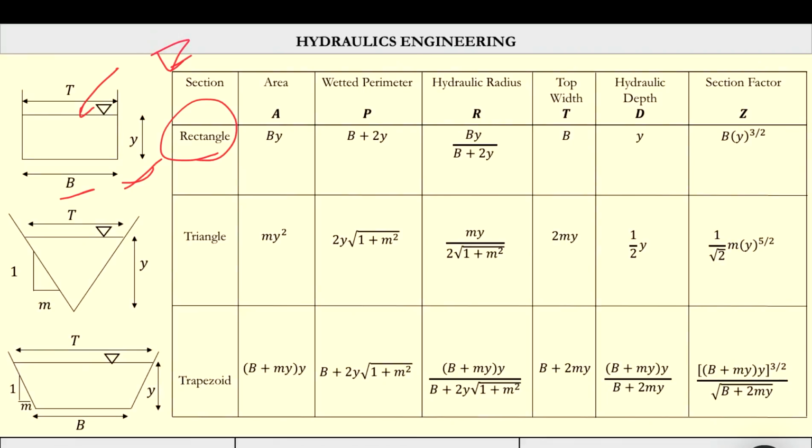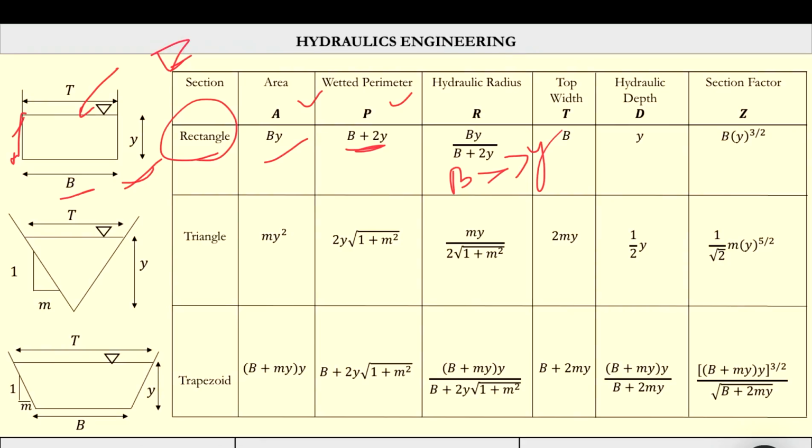What is the area? The area of the rectangle is B into Y. The wetted perimeter is B plus 2Y: Y here and Y here, plus B. R is A by P, so the area BY divided by B plus 2Y. Sometimes R will be equal to Y when the width is very high with respect to the depth of flow. Then we can neglect 2Y with respect to B, and BY by B becomes Y only.